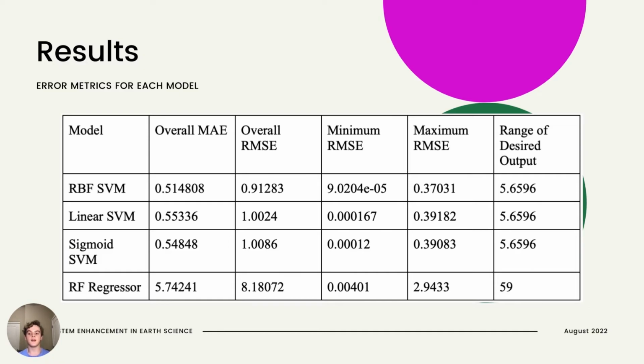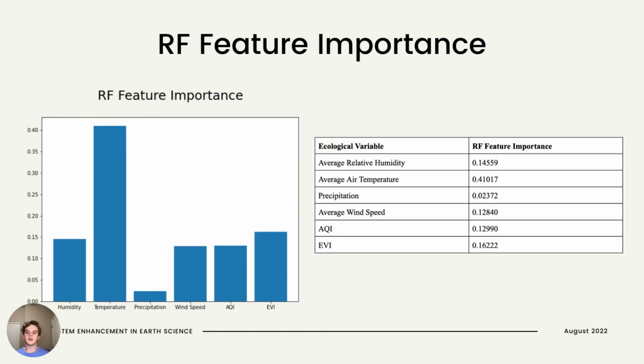With this understanding of our error metrics, we can conclude that the RF regressor is indeed stronger than the SVMs, as it is less likely to produce an error that is large in magnitude. Here is our random forest feature importance. Temperature emerges as the most important feature and precipitation as the least important, while EVI, AQI, wind speed, and humidity are all of similar importance.